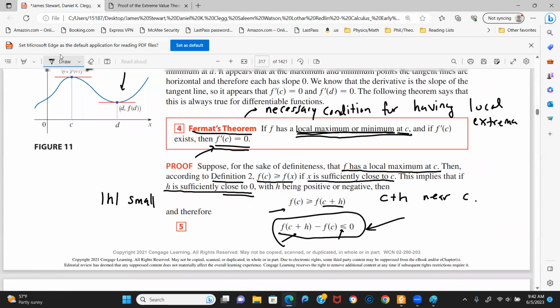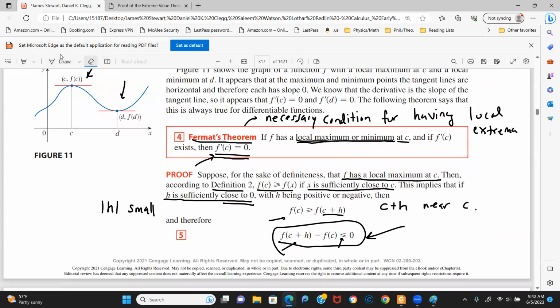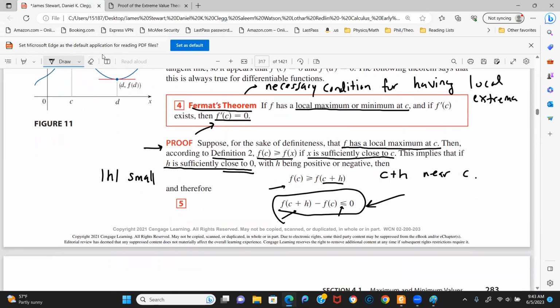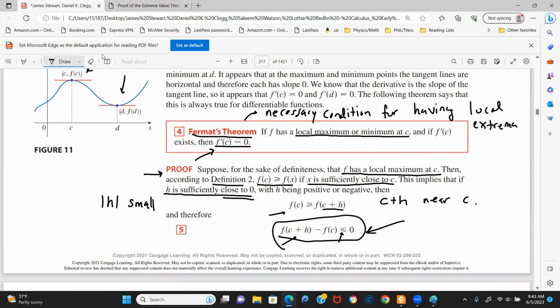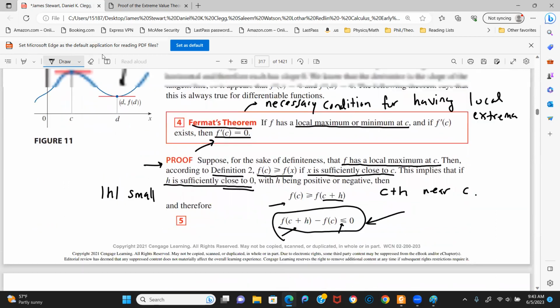So Fermat's theorem says that if you have a local minimum or maximum, a local extrema at c, then necessarily your derivative has to be 0 at that point. You have to have a horizontal tangent line, and this is the proof right here. So not terrible. Maybe not completely straightforward, but that's unfortunately how a lot of proofs in mathematics work. The intuition for why a result is true is not immediate.